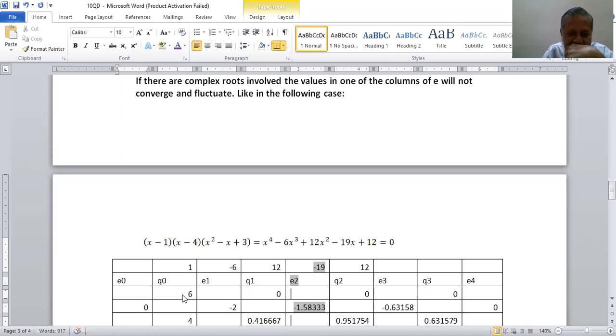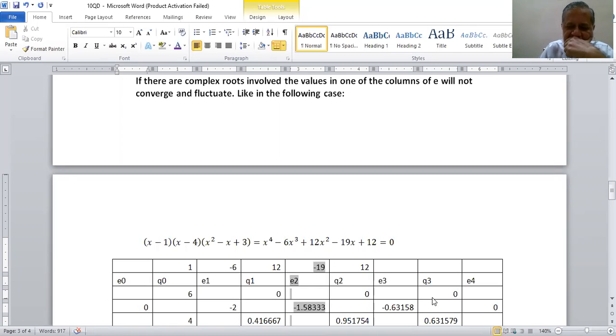उसके बाद Q की पहली रो कैसे डेवलप होती है? x³ का कोएफिशिएंट डिवाइडेड बाय x⁴ का कोएफिशिएंट, उसका नेगेटिव. Q की पहली रो में बाकी सारी वैल्यूज 0 हैं, whereas E की पहली रो में फर्स्ट एलिमेंट 0, लास्ट एलिमेंट 0, rest of the elements: 12 divided by -6 gives you -2. -19 divided by 12 gives you -1.58. And 12 divided by -19 gives you -0.631.